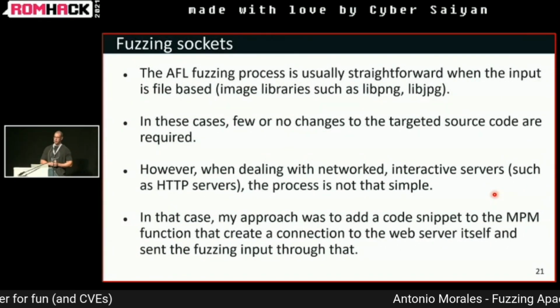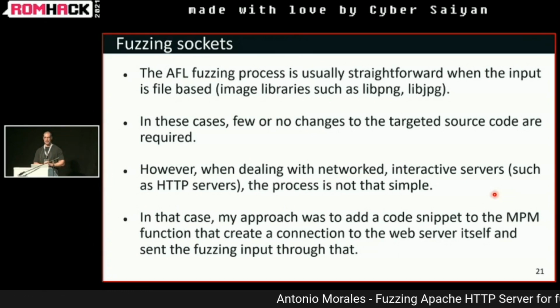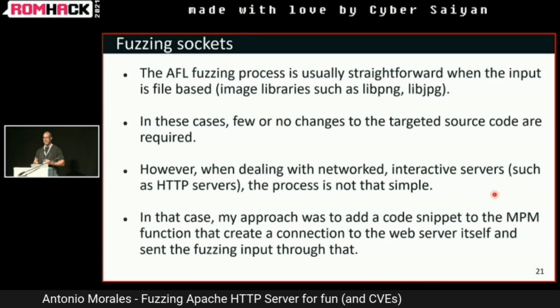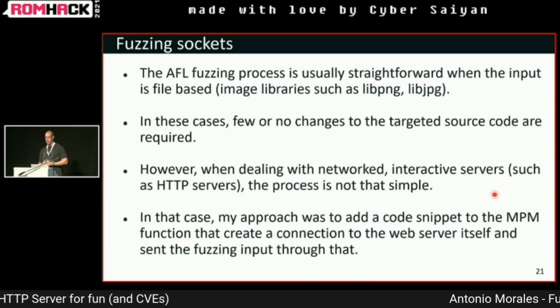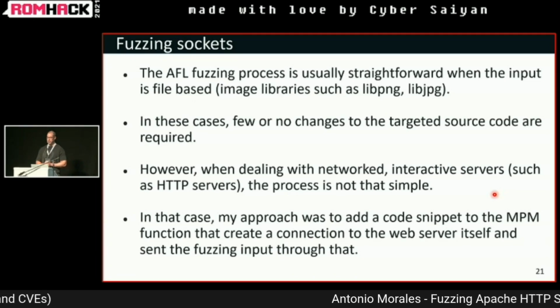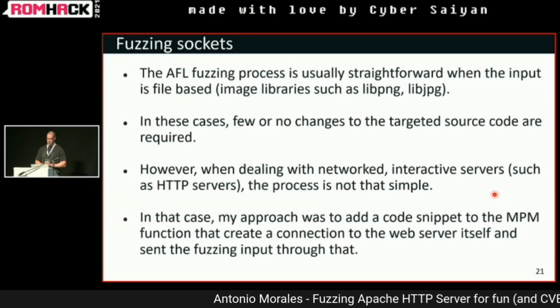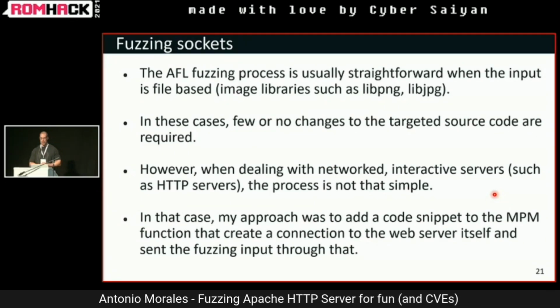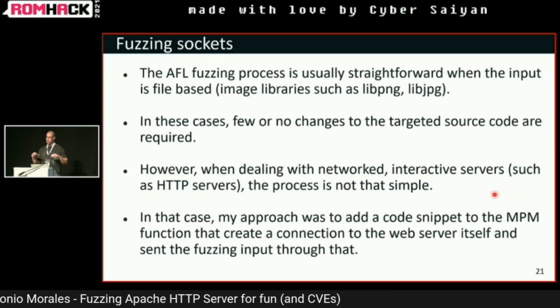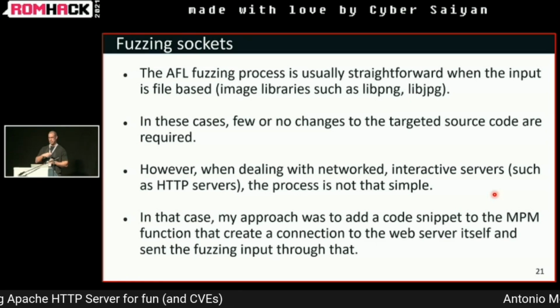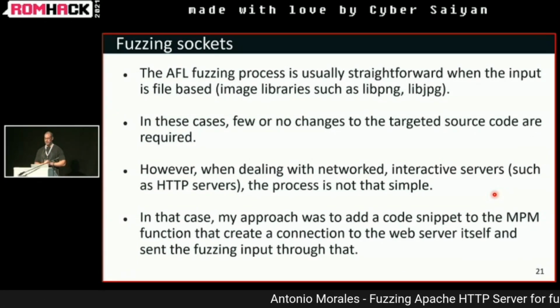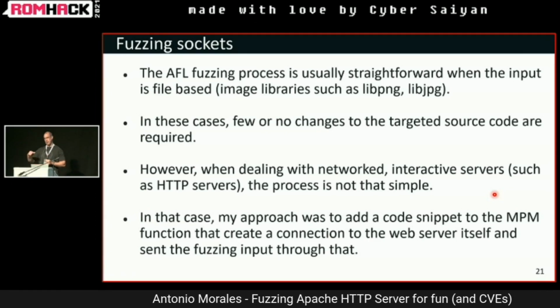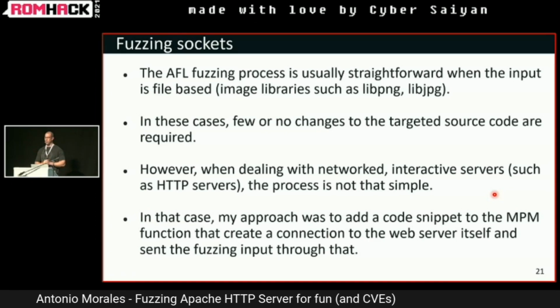Another problem that we face when we want to fuzz an interactive server is that AFL doesn't support native socket fuzzing. So we need to find a way, or modify the source code, in order to be able to fuzz the server. For that, my approach was to add a small code snippet into the MPM code that I showed you before. This code snippet self-connects to the server itself, opens a new thread, and redirects all the input data through it.